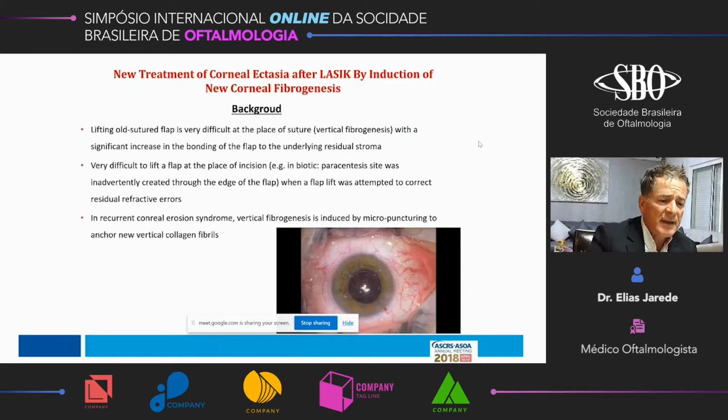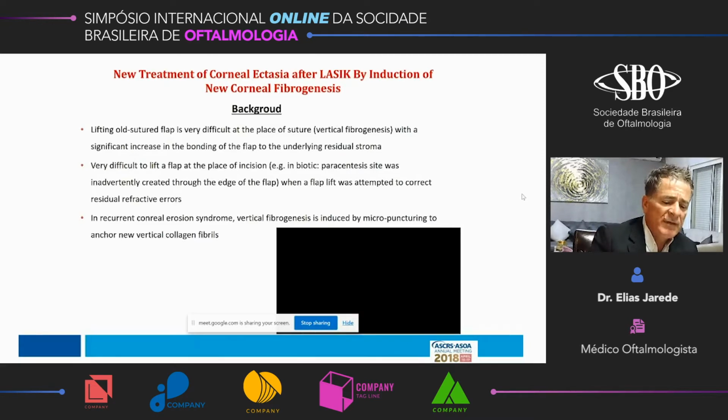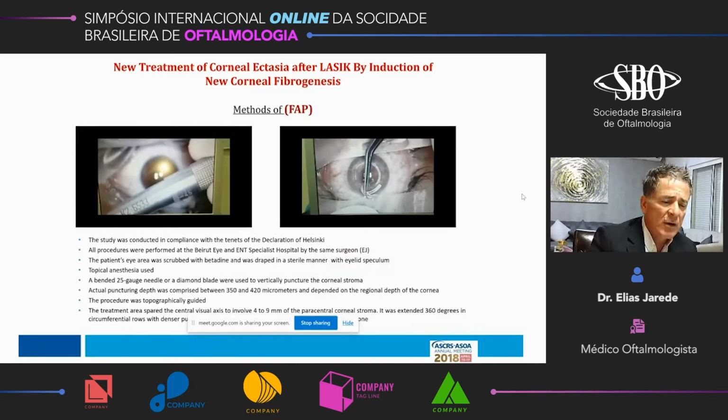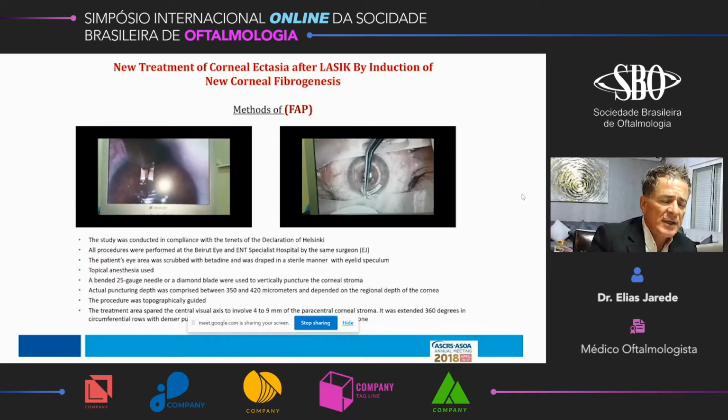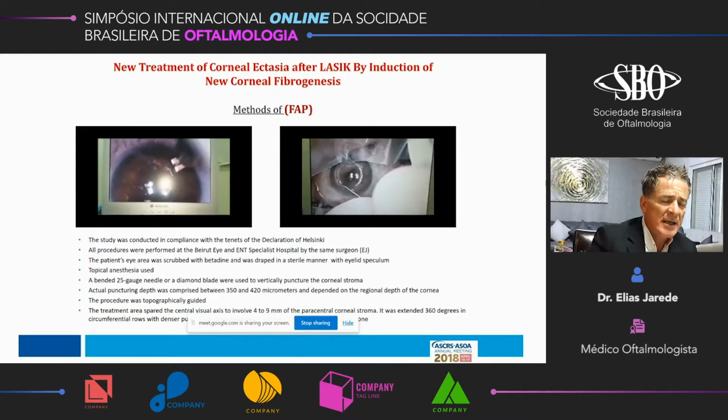The idea stems from our observation that in some flaps, whenever there was a penetrating trauma or partial, non-penetrating trauma to the cornea, when we tried to lift the flap, we couldn't lift it because of the anchored vertical fibrosis from the previous trauma. We used this observation to come up with the idea: why not puncture the cornea vertically through the flap to induce vertical fibrogenesis and re-anchor the epithelium, which is biomechanically considered dead tissue.